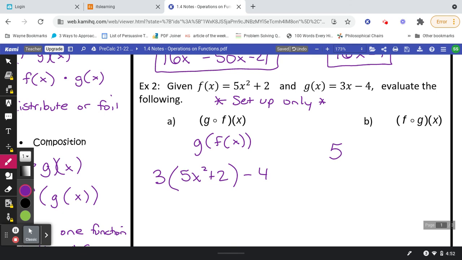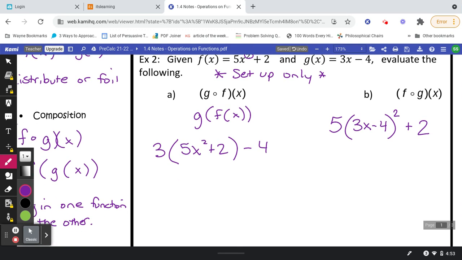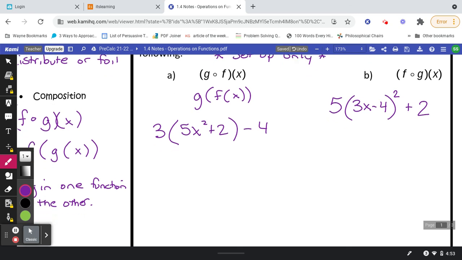Start by writing the f function, and then when you get to the x, put in the 3x minus 4. You still have this squared on the outside, so make sure you copy that down, and plus 2. Again, we're not going to take the time to go through the math on that one, but for this problem on the right, you would have to write out the 3x minus 4 and square it.